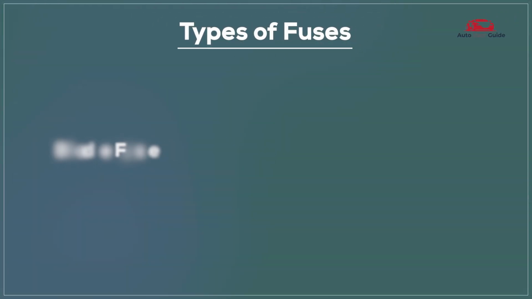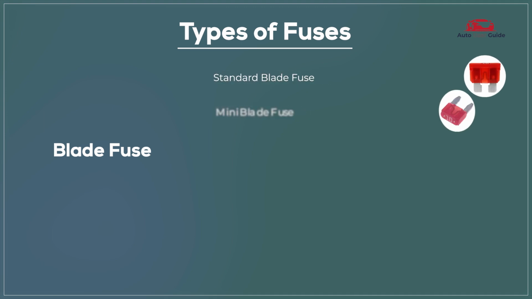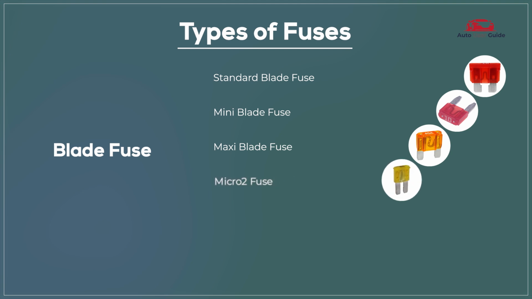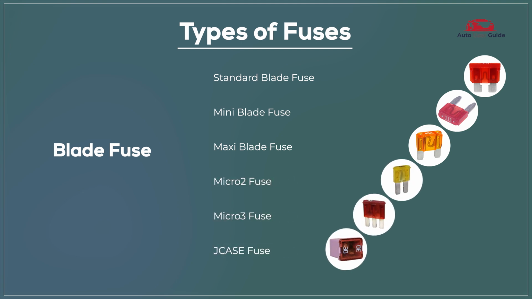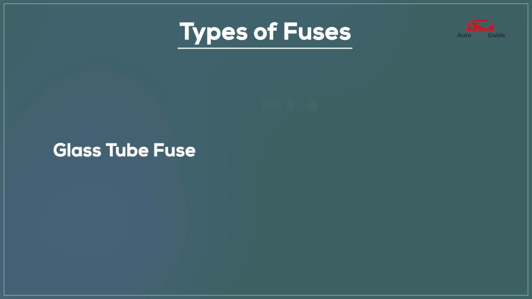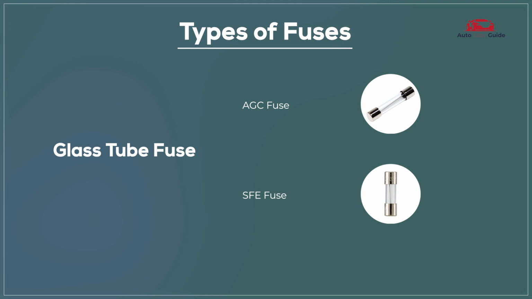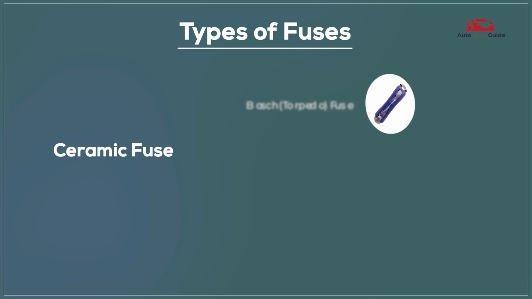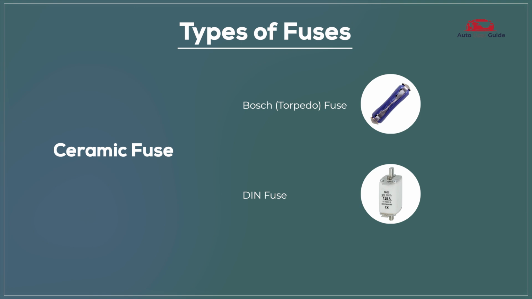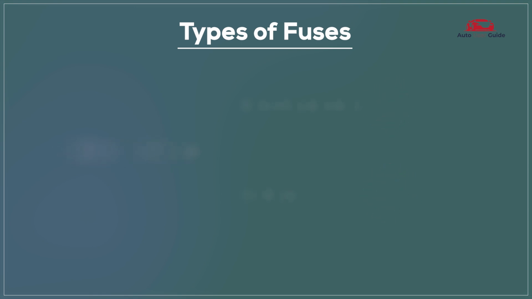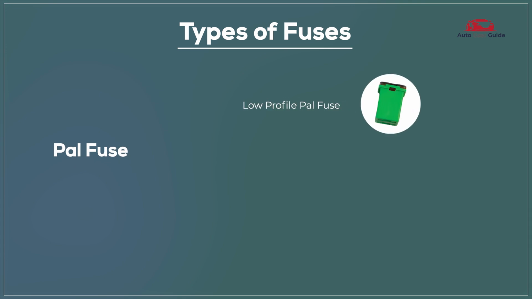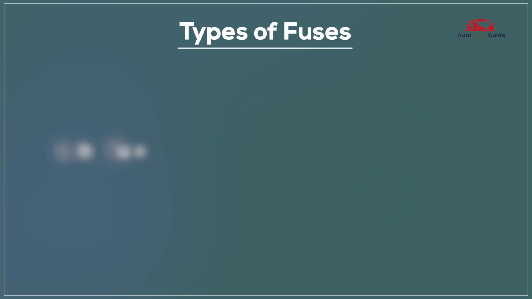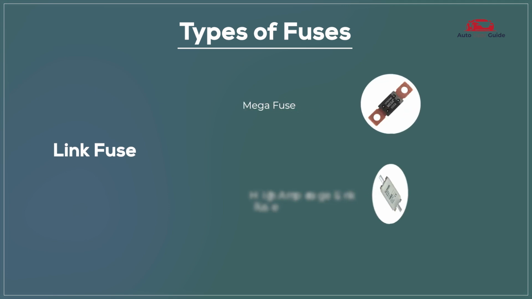Types of fuses: blade fuse, standard blade fuse, mini blade fuse, maxi blade fuse, micro 2 fuse, micro 3 fuse, J-case fuse, AGC fuse, SFE fuse, ceramic fuse, Bosch fuse, DIN fuse, PAL fuse, low-profile PAL fuse, standard PAL fuse, link fuse, mega fuse, high amperage link fuse.